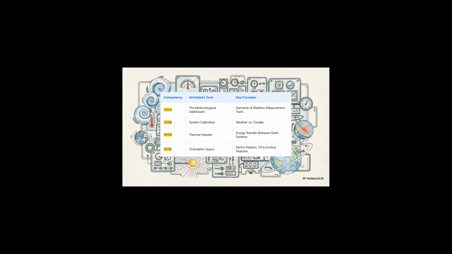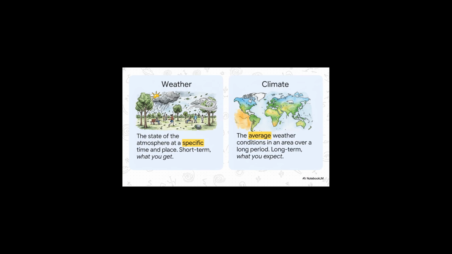Your meteorological dashboard is where you're watching the day-to-day stuff, like temperature and air pressure, but a good architect also has to understand the long-term system settings. That's the system calibration, distinguishing weather from climate, and the crucial orientation specs, like the planet's tilt, that really run the whole show. And this comparison, this is so important.